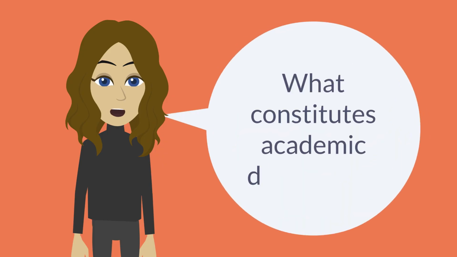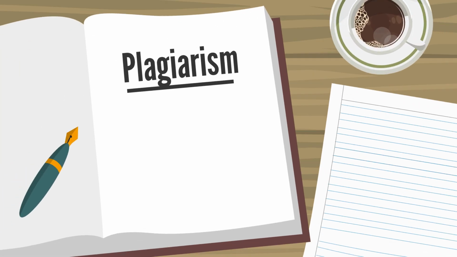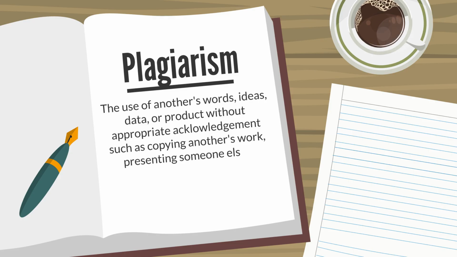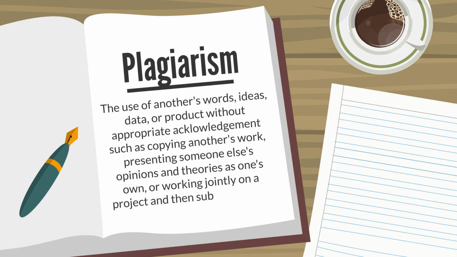So what constitutes academic dishonesty? Some examples of academic dishonesty are plagiarism. Plagiarism is the use of another's words, ideas, data, or a product without appropriate acknowledgement, such as copying another's work, presenting someone else's opinions and theories as one's own, or working jointly on a project and then submitting it as one's own. This can also mean using artificial intelligence to do the work for you.